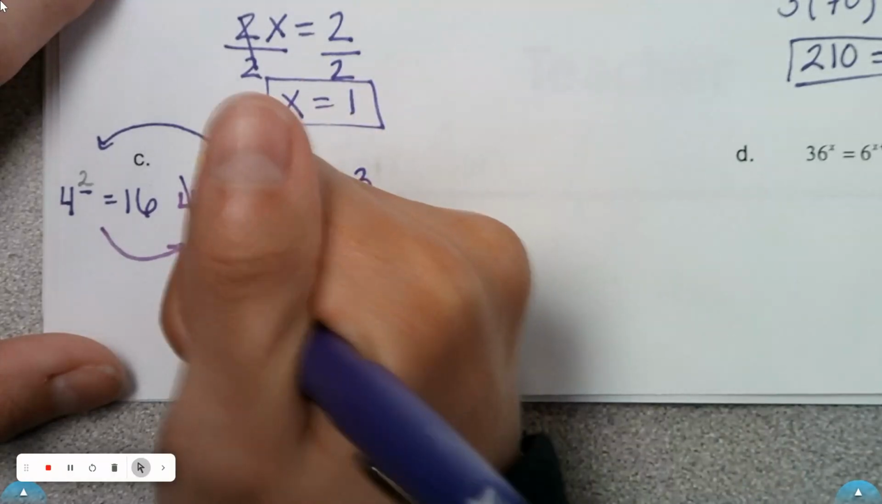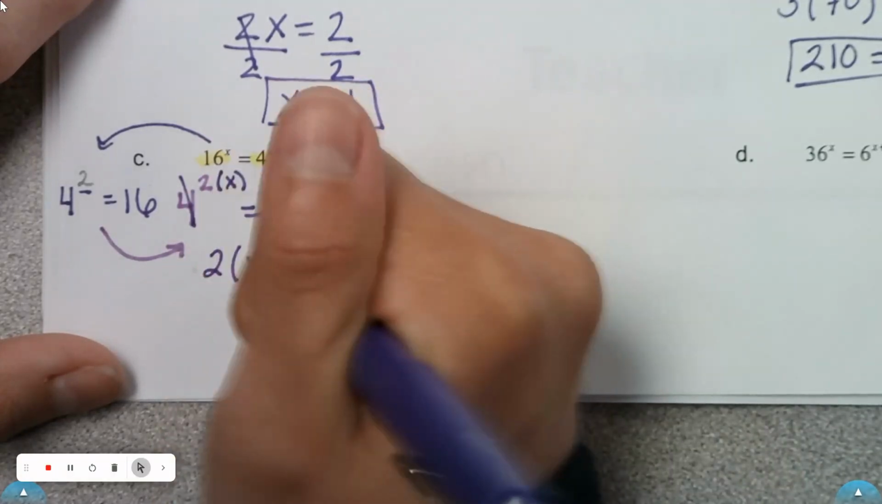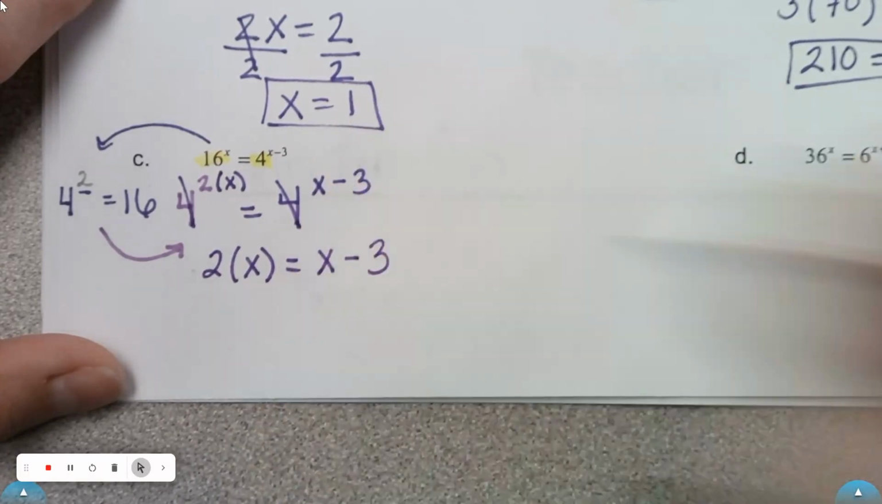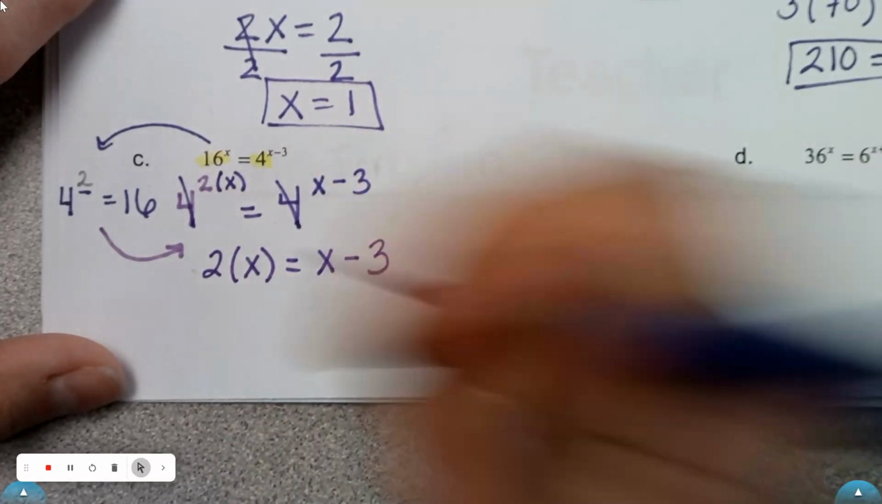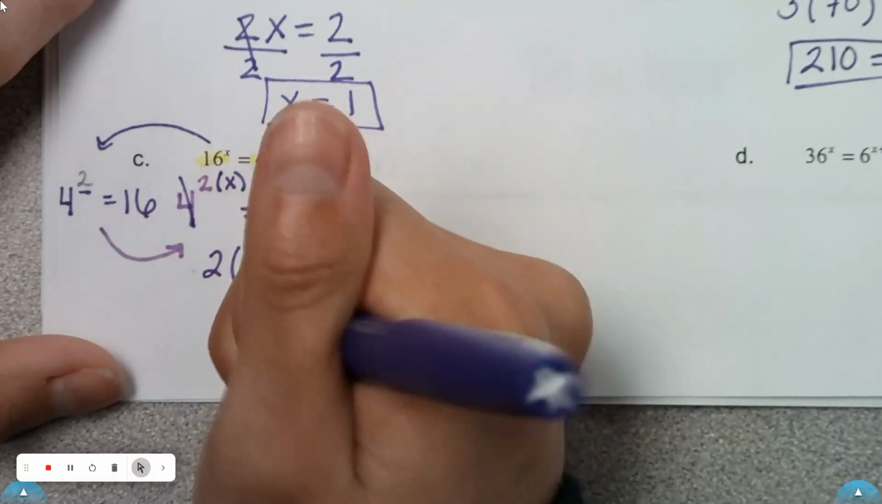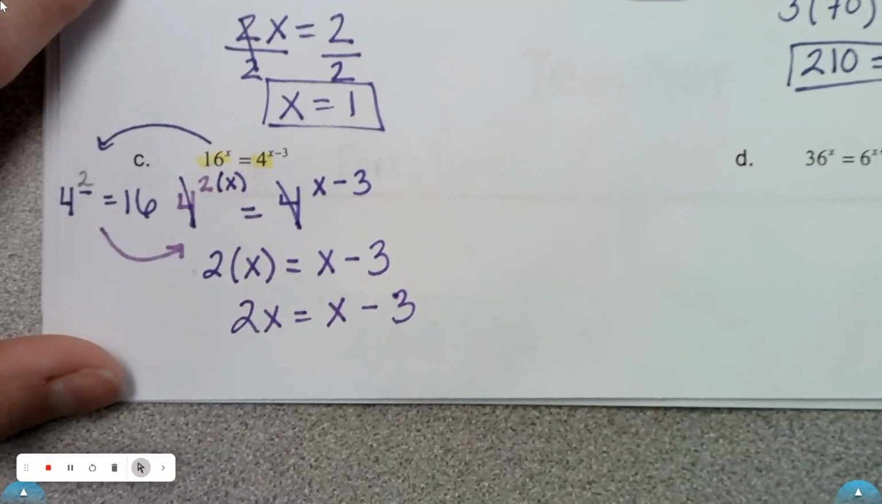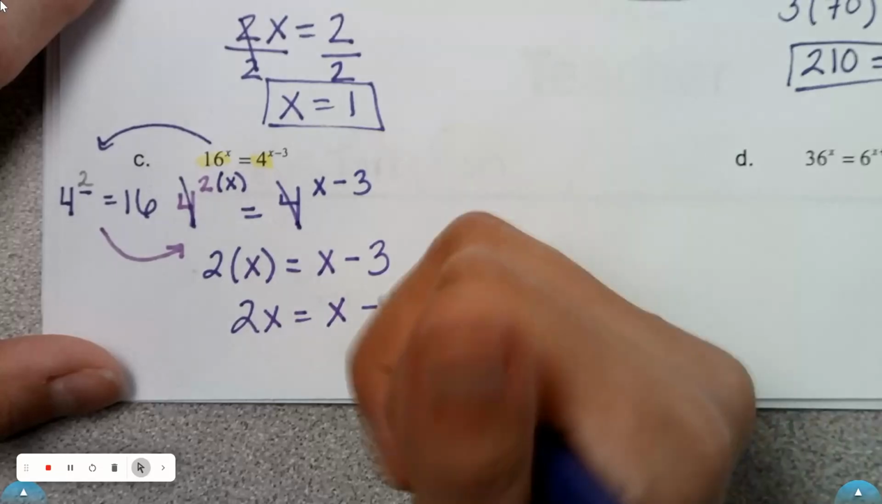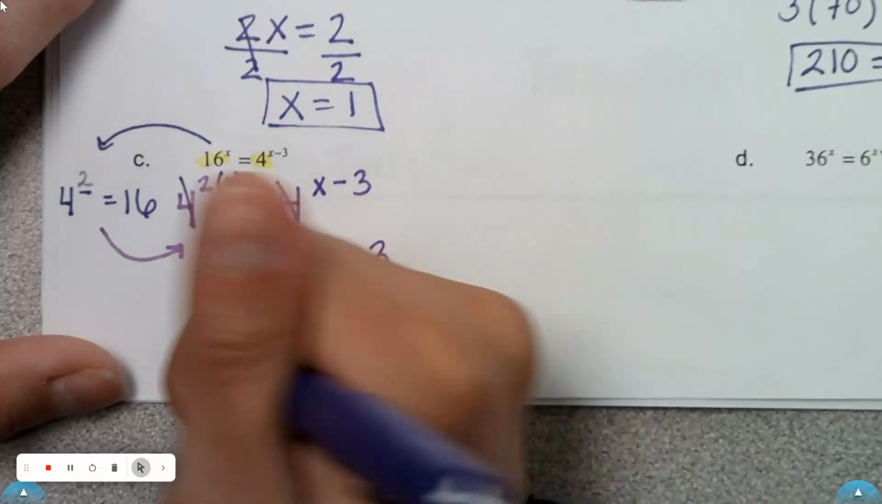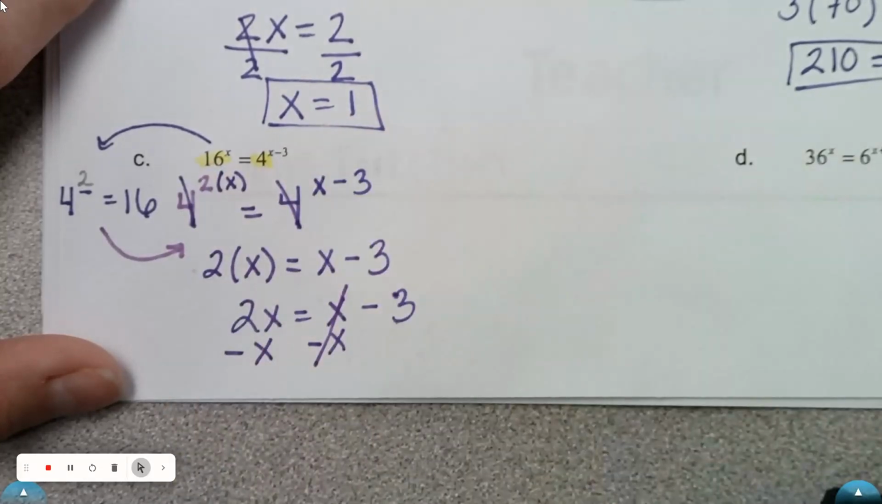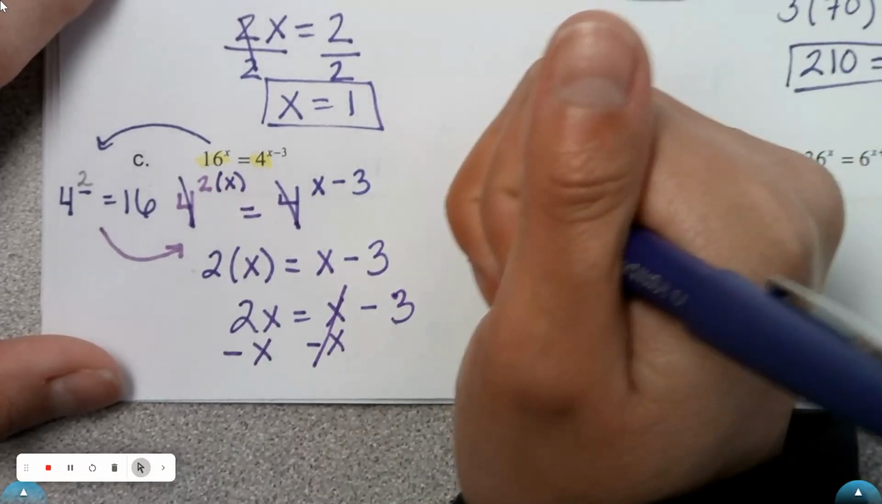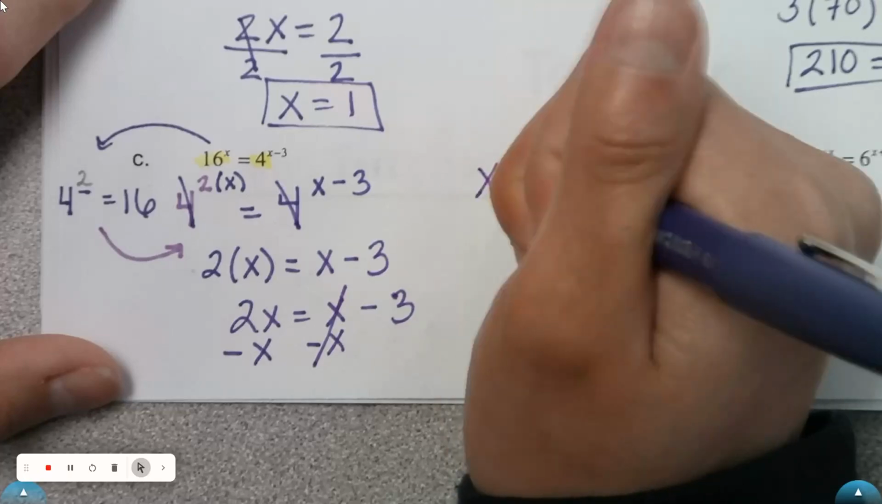So I have 2 times x equals x minus 3. When I multiply those, I get 2x equals x minus 3. In order to get the x by itself, I can subtract the x from both sides. And in the end, I'll write my answer over here. I'm left with x equals negative 3.